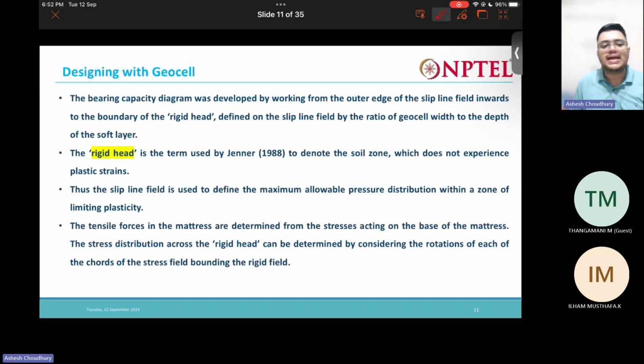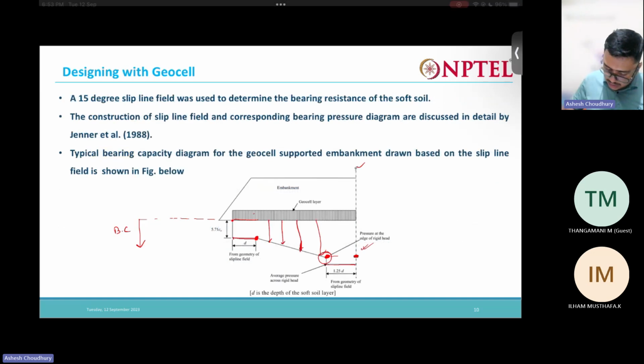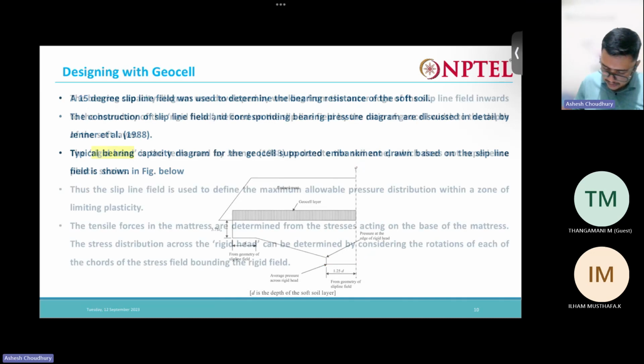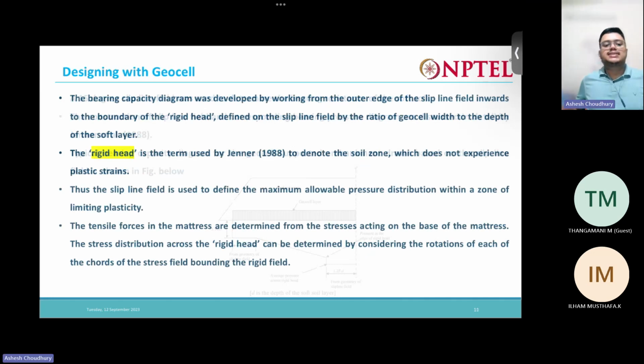The bearing capacity diagram was developed from the outer edge of the slip line fields inwards to the boundary of the rigid head, defined on the slip line field by the ratio of geocell width to depth of the soil. The rigid head is the term used by Jenner to denote the soil zone which does not experience plastic strains, which is the center.